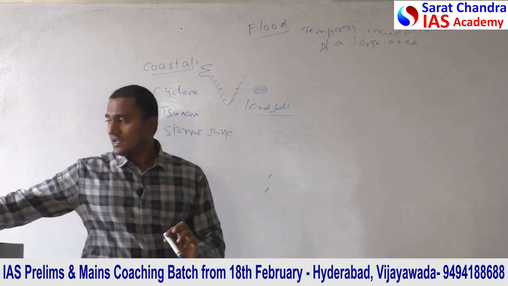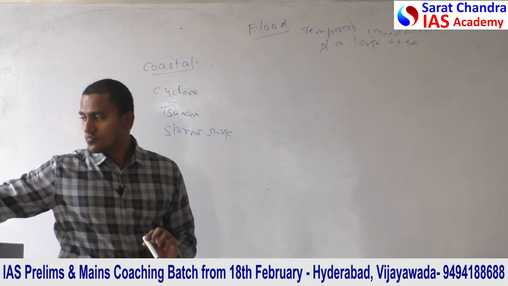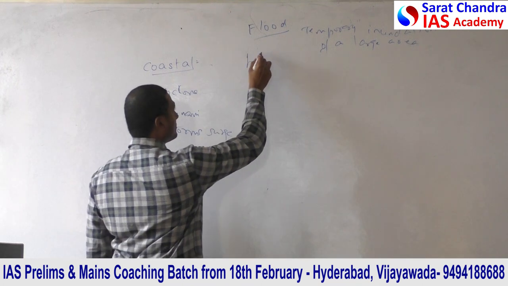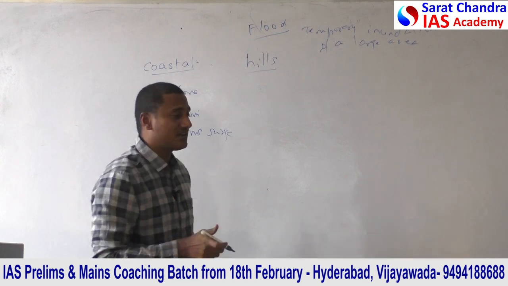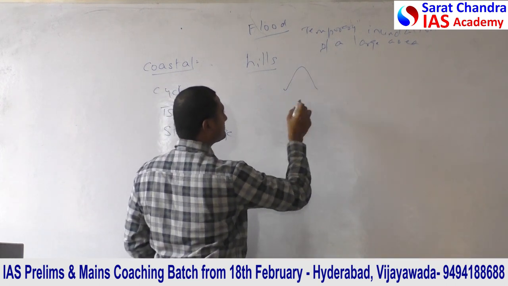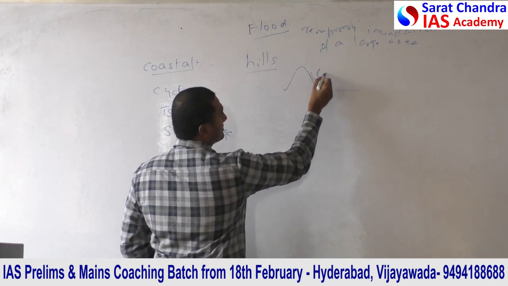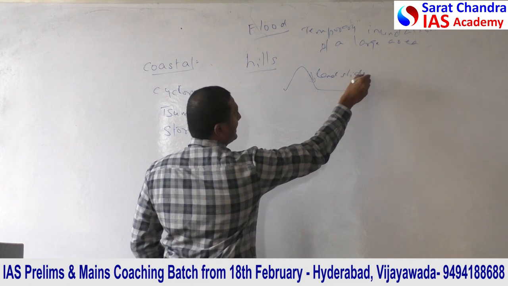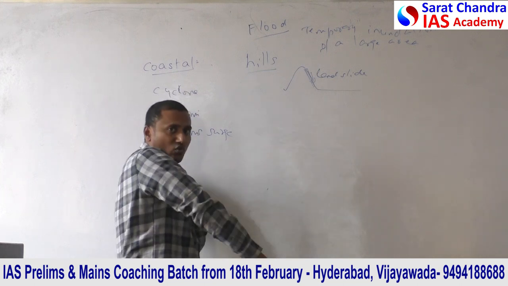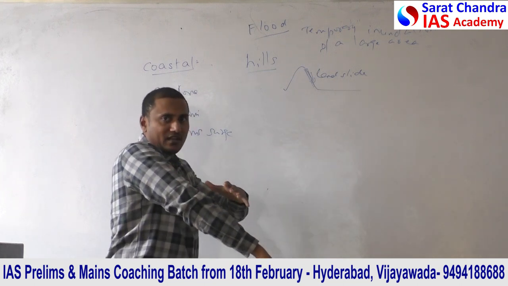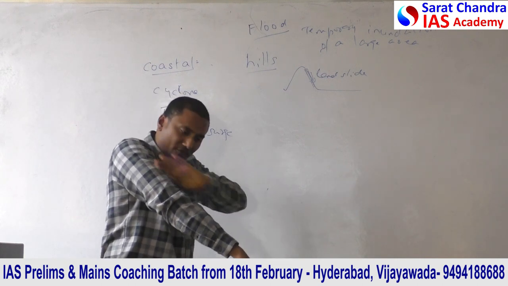Actually, flooding occurs even along the hills. Along the hills also, flooding occurs. How do they occur? See, you take a hill. This is the land. Now, when there is a landslide, friends, landslide means along the hill, along the mountain, because of the slope, the soil or debris or rocks, stones on the hill may fall down.